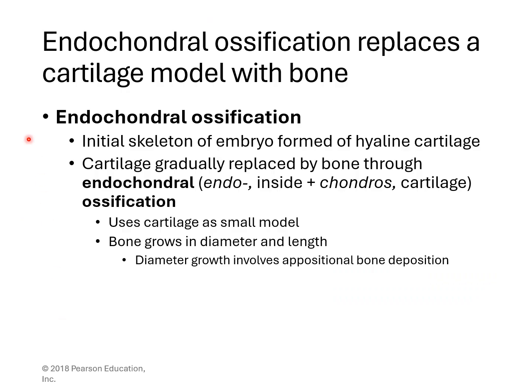And this one is different because this is going to use cartilage to help guide or model the bone. So if you see any questions with cartilage, it's going to be a question about endochondral ossification. So endochondral ossification, the long bones, is mostly going to be this type of growth. The initial skeleton of the embryo is formed by hyaline cartilage, and hyaline cartilage gets replaced by bone. So endo means inside, chondros means cartilage. So inside using cartilage, that's the root of this word.